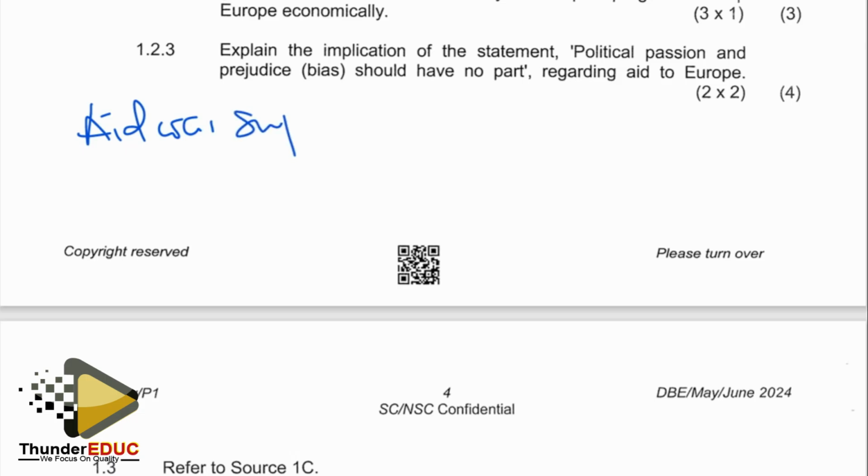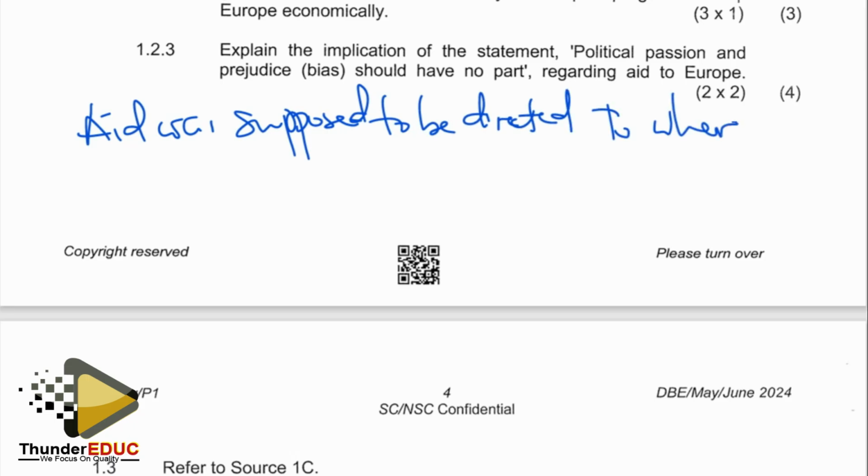The aid was supposed to be directed to where it was needed, or to be specific, where it was needed most. We're not supposed to be worried about political passion. We're not supposed to be having bias or prejudice. We're supposed to just assist whoever was in need of assistance. That was the original plan, the original direction of the Marshall Plan.